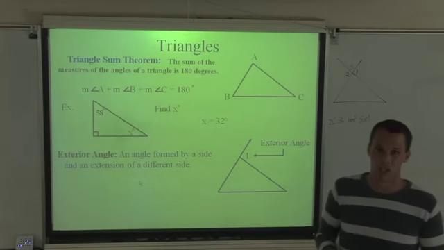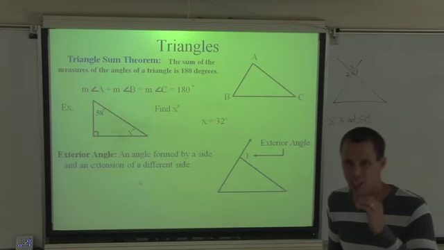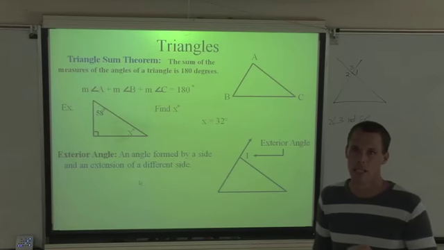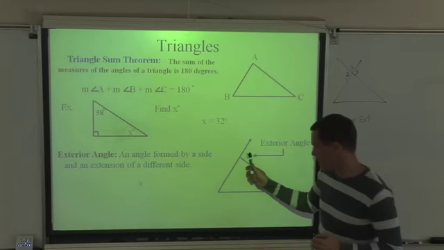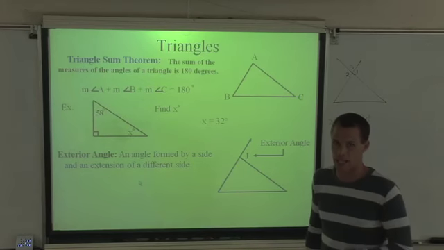It is vertical to the interior angle. Exterior angles must be adjacent. Good thing to write down. An exterior angle must be adjacent to an interior angle. That's one way to know that we have identified the correct angle.